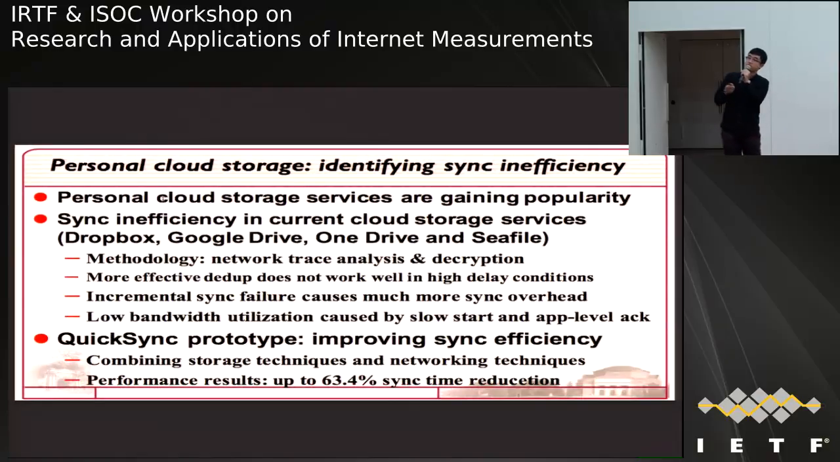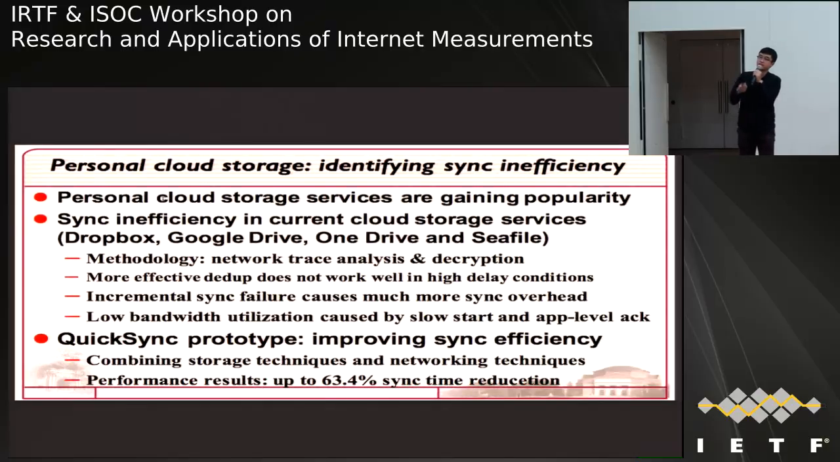We measure and analyze some typical cloud storage services, like Dropbox and Google Drive. We measure their network traces and study their sync protocols. We found three issues. The first one is that the data deduplication used by these services does not work well in high delay conditions.